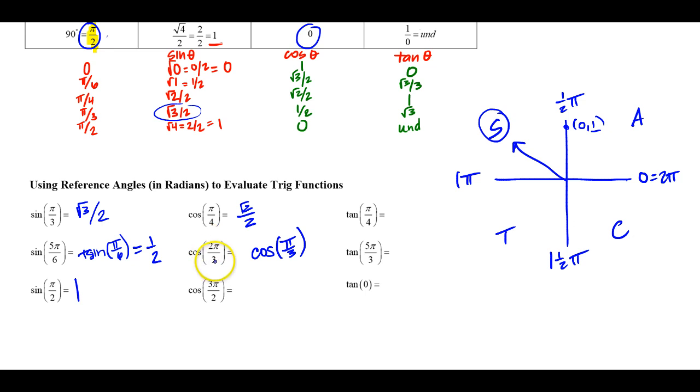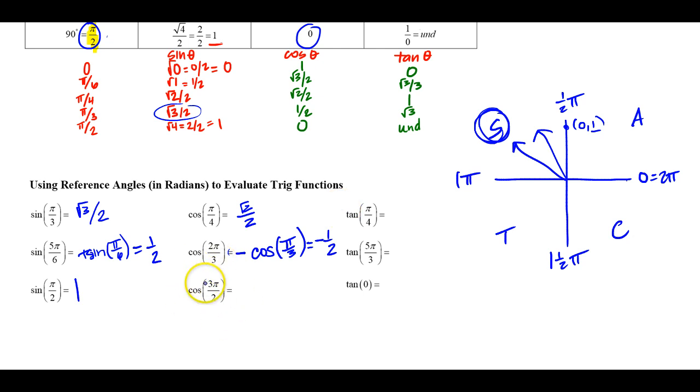So 2/3 pi. Where's 2/3 at? Well, 2/3 is between 1/2 and 1, so it's going to be in here somewhere, in quadrant 2, where only sine is positive. So this is going to have to be negative cosine pi over 3. So cosine 2 pi over 3 is negative 1/2, because we got the negative because we're in quadrant 2 with the cosine function.